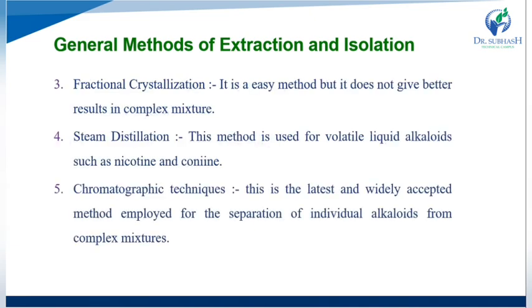Okay. Now we see the fractional crystallization method. It is an easy method, but it does not give better results with a complex mixture. It is suitable for only one component, not for a complex mixture. Then steam distillation. This method is used for volatile liquid alkaloids such as nicotine and quinine.